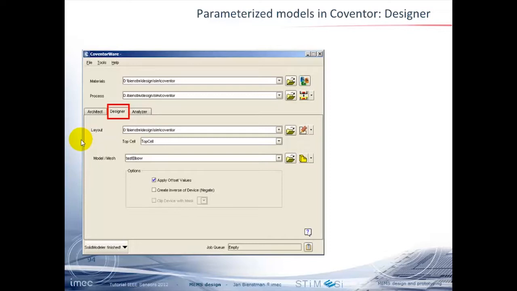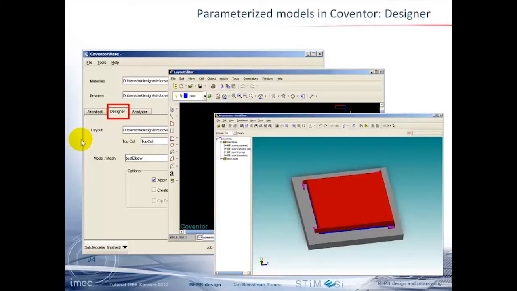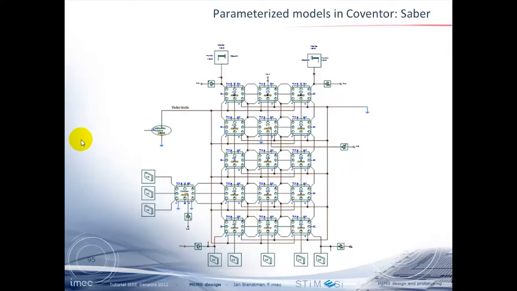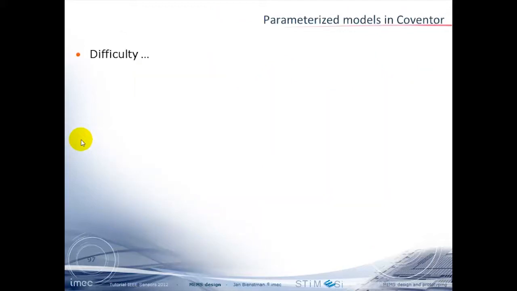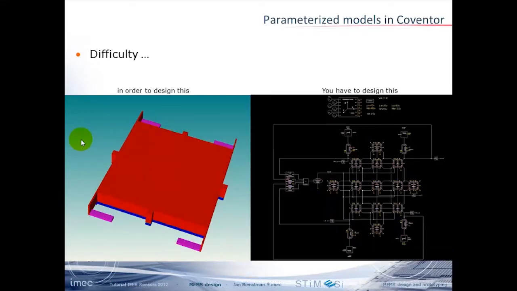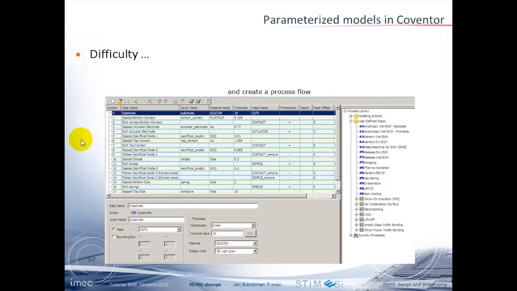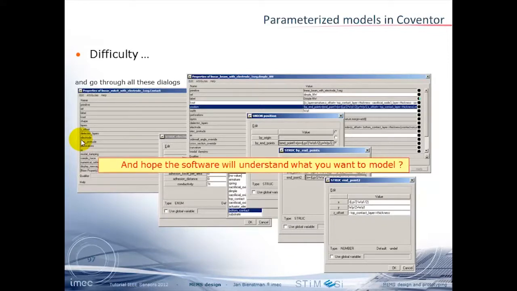The advantage is, once you have done that, you can go to Designer. It creates a 2D layout. You can go to 3D. This is another example of a more complex structure, and you have fast solving models to do this dynamic analysis. Now the difficulty is, in order to design this, I had to draw that, create a process flow, and go through many dialog boxes, and hope that the software understands what I wanted to model.